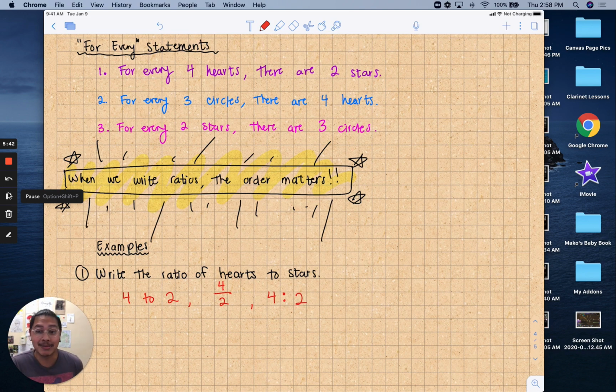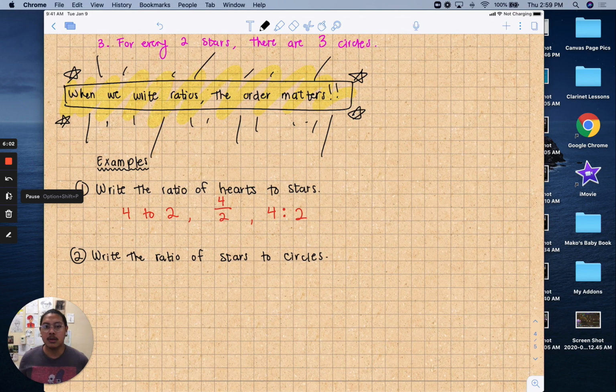I read it the same exact way, 4:2. So, when we're writing ratios, what matters? The order matters. The order matters, folks. These ratios represent the number of hearts to the number of stars. Let's try another example. Here we go.